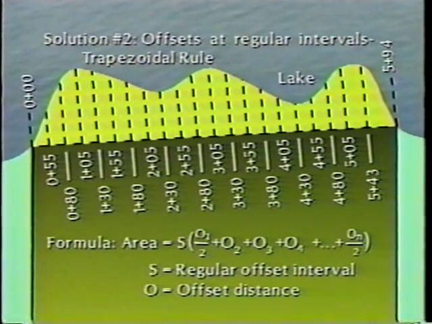The formula, as shown on the diagram, is the area equals S times the quantity O sub 1 over 2 plus O sub 2 plus O sub 3 plus O sub 4 on until we get to the end of the trapezoids. In this formula, S equals the regular offset interval, O the offset distance. The formula shown here appears in your workbook along with the stations and offsets for this problem. Turn the video off and work the problem. After you have completed working the problem, turn me back on and we'll compare results.